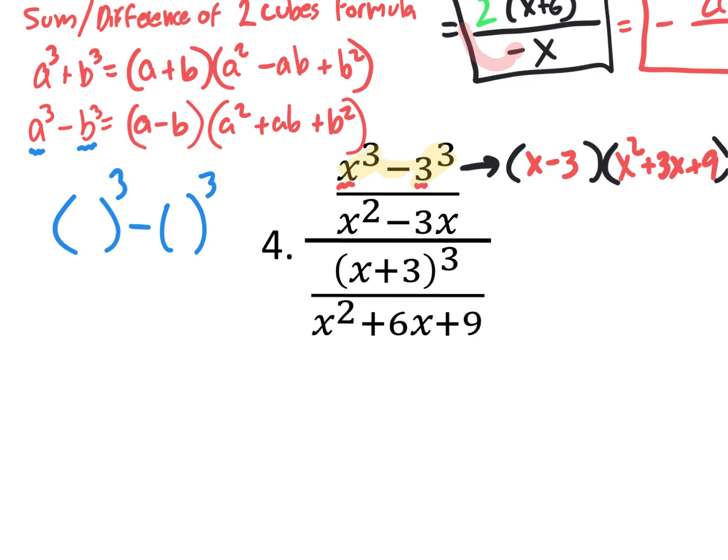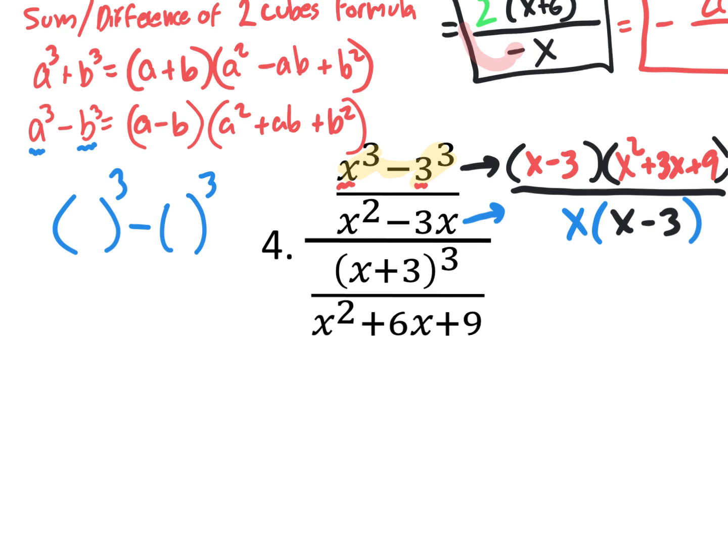So let's move on to the denominator of this top fraction. What could I factor right here on the x squared minus 3x? What could I pull out? An x, thank you. What's left over on the inside? x minus 3, all right? So that is the top fraction.